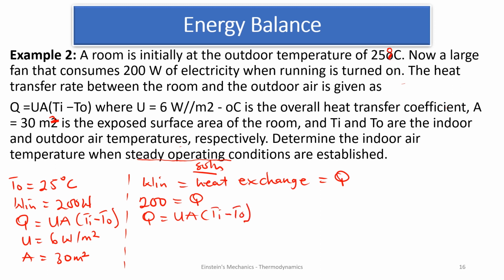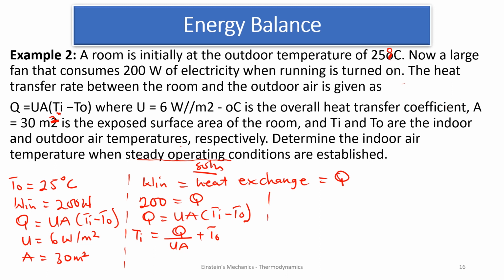So we have all our parameters. We are looking for what? Determine the indoor air temperature. And what's the indoor temperature? Ti. So making Ti the subject from this, what do we have? We are going to have Ti should be equal to Q on UA plus T0. Do we have them? Yes.